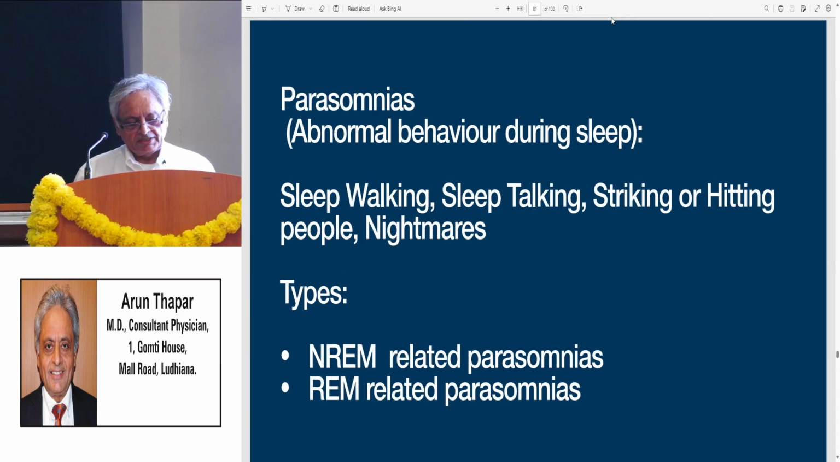Fifth is parasomnias. It's an abnormal behavior during sleep. You can have sleepwalking, sleep talking, striking or hitting people, or even nightmares. You can have NREM related parasomnias and REM related parasomnias.